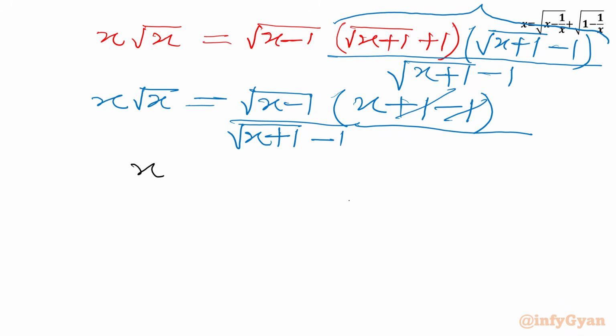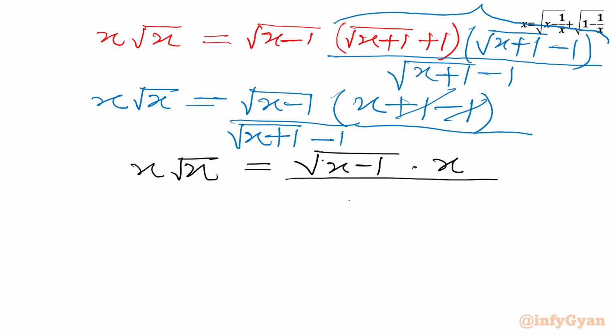So we will write x root x equal to square root of (x minus 1) times x over (square root of (x plus 1) minus 1).